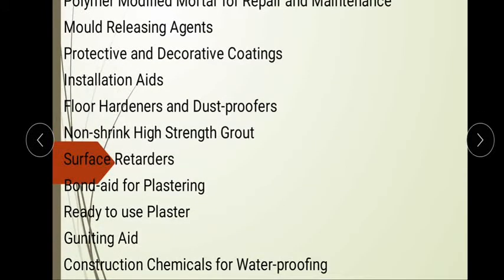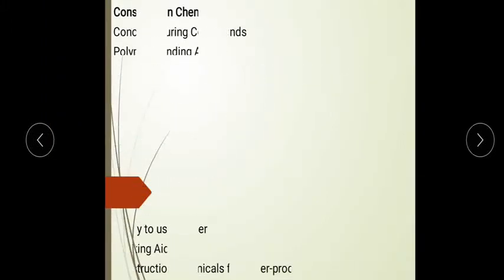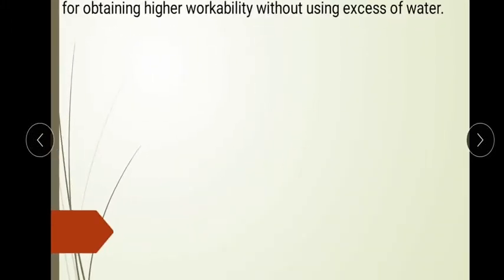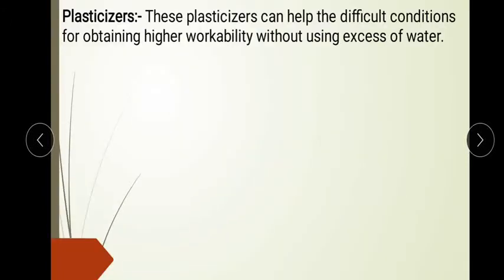Next one, construction chemical for waterproofing. So these are the general construction chemicals that are available in our market to use based upon our requirement. Now we are proceeding to the explanation of each and every one. First one is the plasticizer.